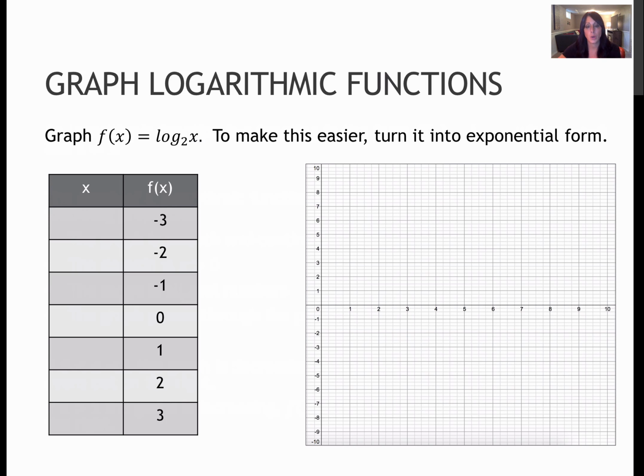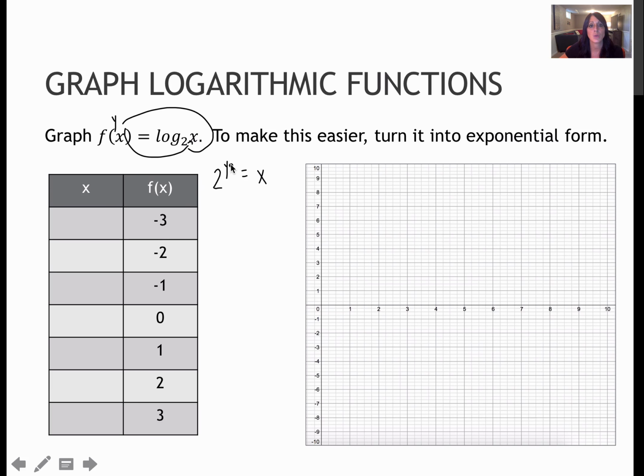So again, notice what I've done here is I am going to graph this. I'm going to turn it into exponential form, but I'm going to go ahead and plug in the f of x. I'm plugging in the y value instead of the x value. Okay, so let's take a look at why I would do that. Again, if I were going to turn this into exponential form, I would say 2 to the y equals x. So 2 to the y equals x. And that's why it makes sense to then plug in the y.